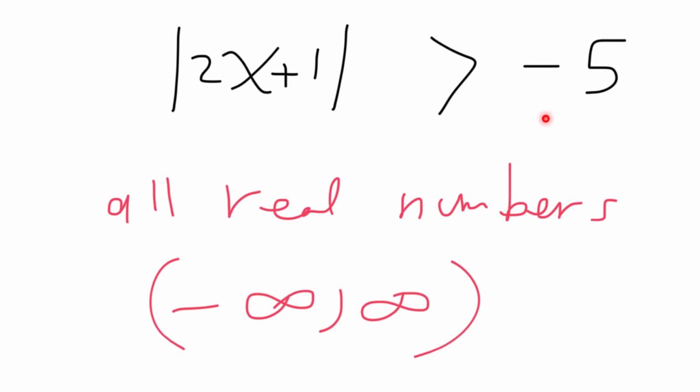So if you have a negative number here, with the absolute value, there are no steps. Bigger than means all real numbers. If this was a smaller than, like the previous example, it means no solution. So these are the special cases you need to be aware of.